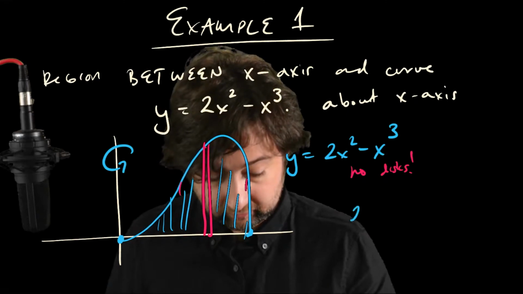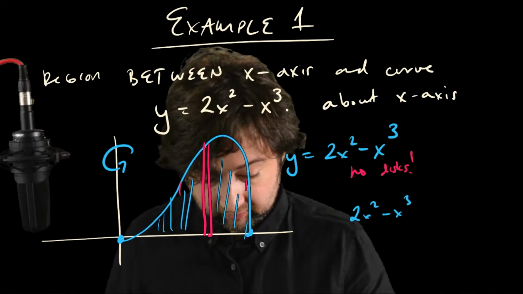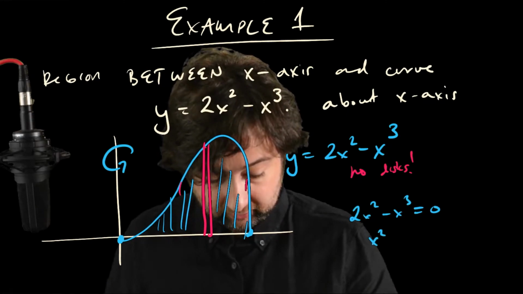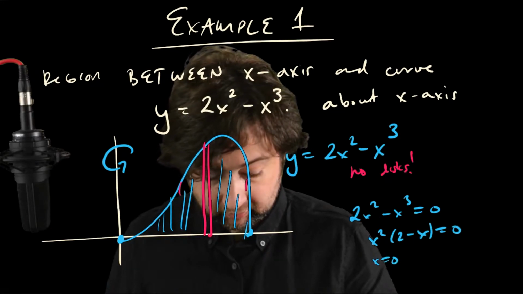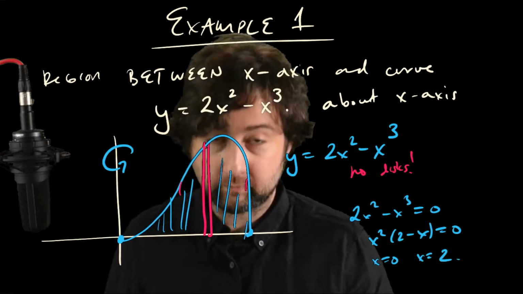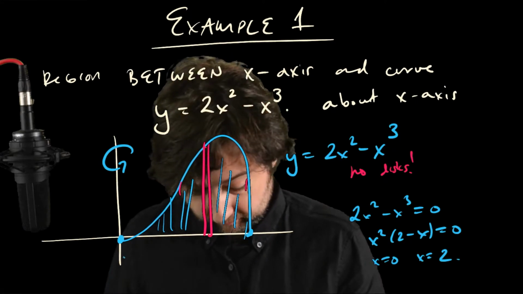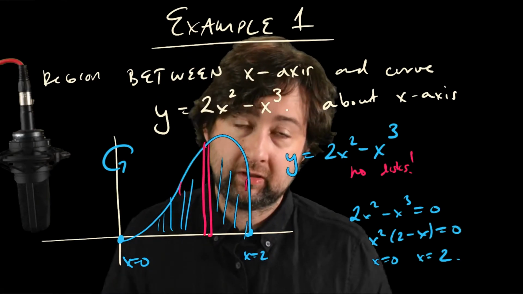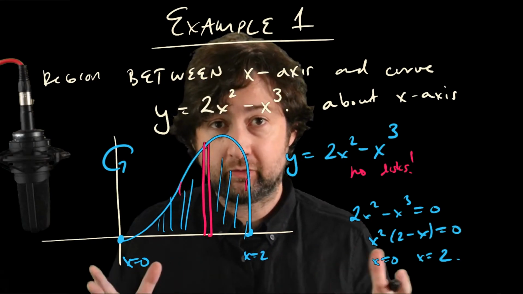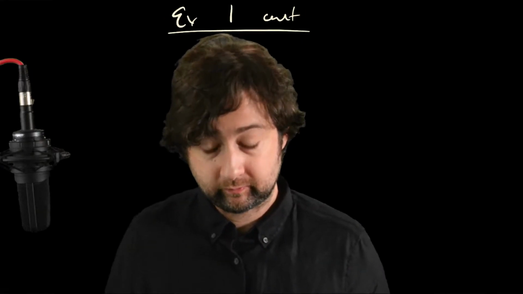Okay, well that's easy enough. 2x squared minus x to the third is equal to 0. X squared times 2 minus x is equal to 0. So this happens at x equals 0 and x is equal to 2. And that's all the information that we need in order to build a shell model for this volume. Okay, so let's do it.